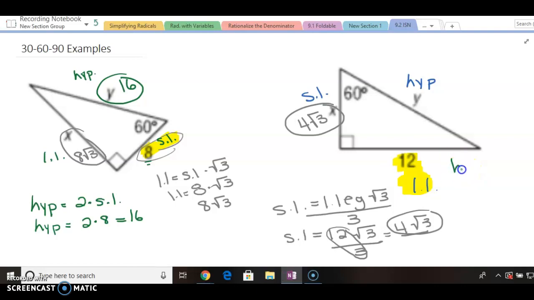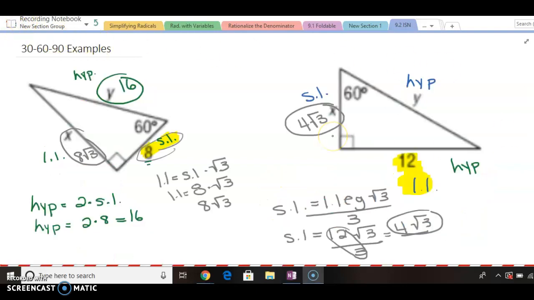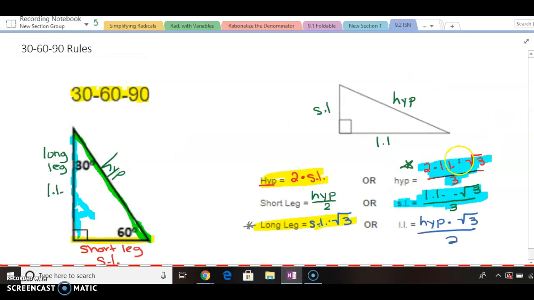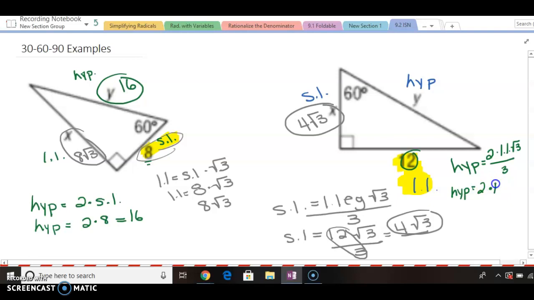All right, now let's find my hypotenuse. Once again, I'm going to use this right here. The equation for my hypotenuse, like I said, is right here. I'm just going to type it down: 2 times long leg times square root of 3 over 3. Okay, but my long leg is 12, so my hypotenuse equals 2 times 12 times square root of 3 over 3.